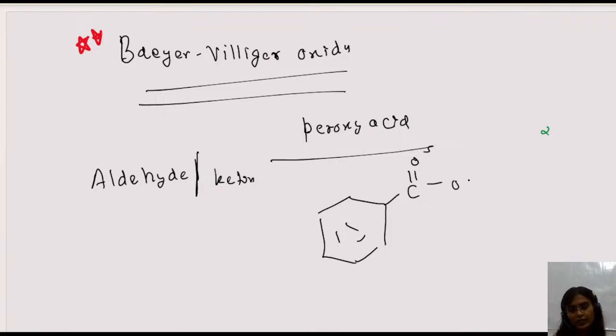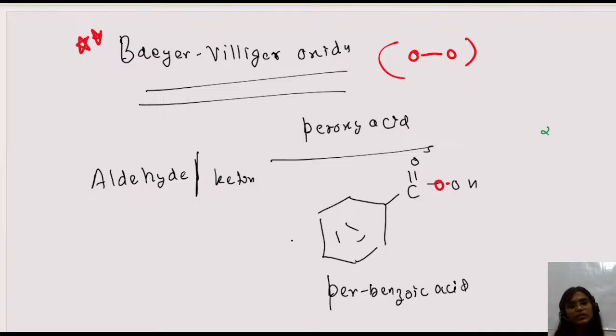So what is peroxy? You know the peroxy link is when you have an O-O kind of link. So just add one more O in between, and it becomes perbenzoic acid. Benzoic acid, insert oxygen there, and it becomes perbenzoic acid. Similarly, acetic acid, when you fit one oxygen, becomes peracetic acid. So we are using some kind of per acid, peroxy acid.